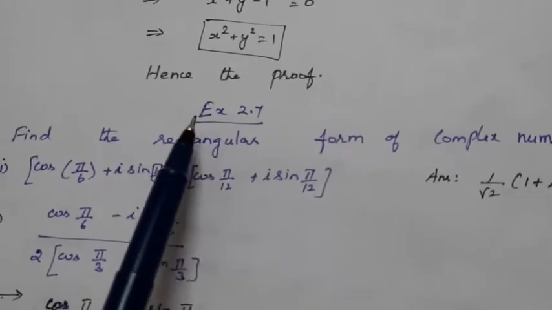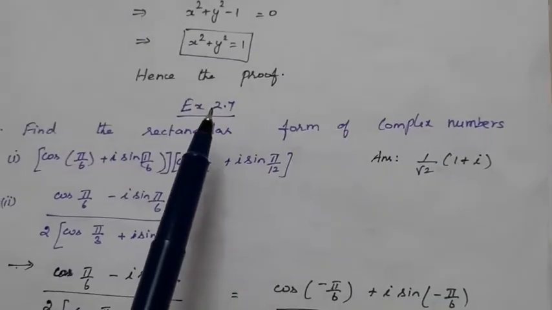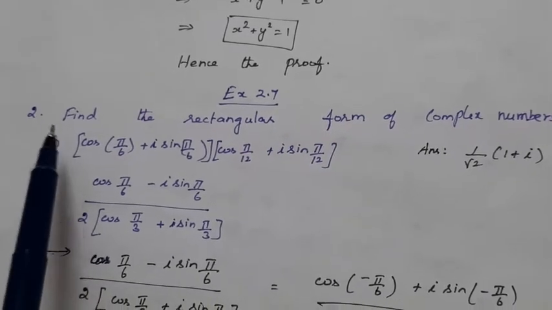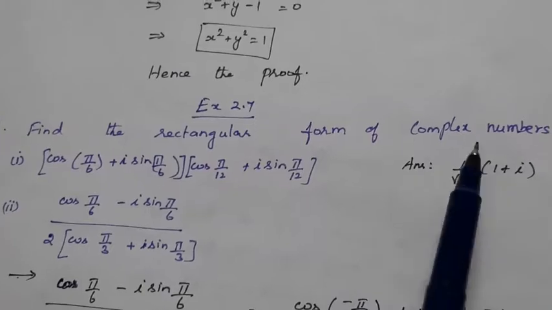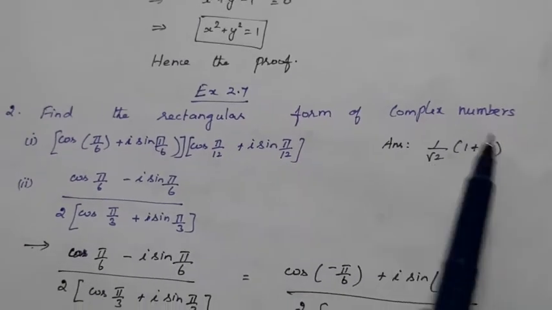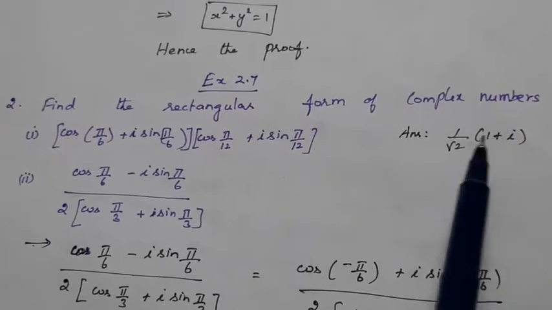Now, let us go to the exercise problem, the second one. Already we did the first problem in the previous video. Now, let us do the second one. Find the rectangular form of the complex numbers. The first one you can try, and I have given the answer. Check whether you get this answer or not.